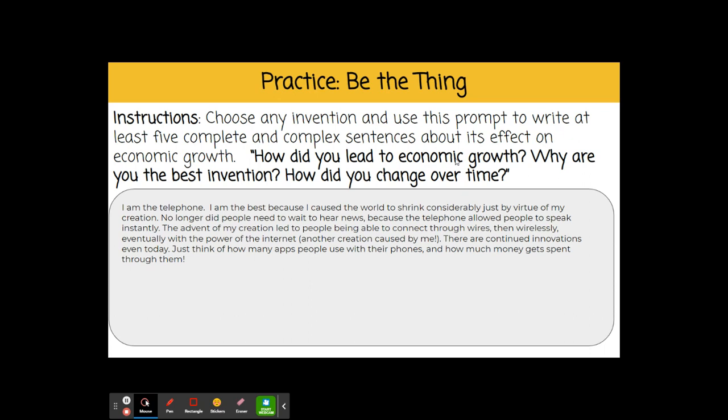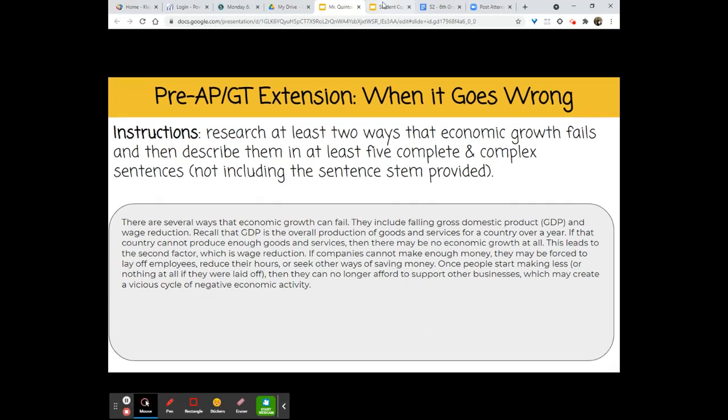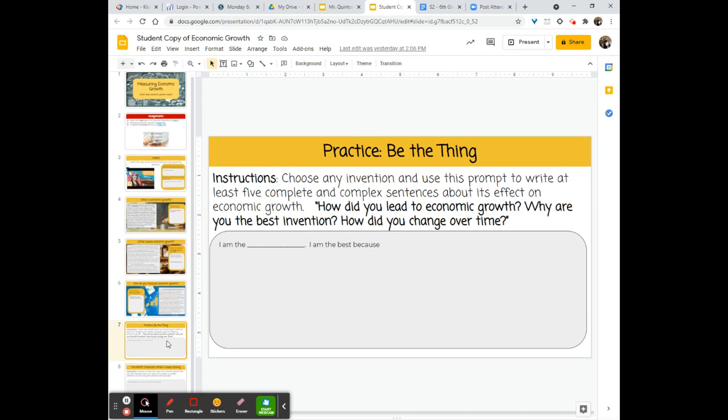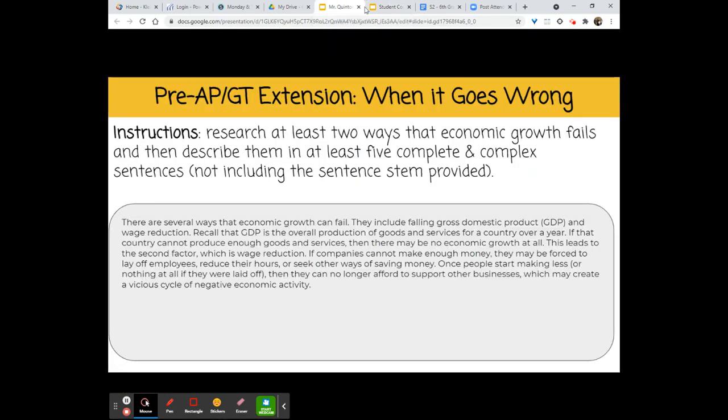My pre-AP and GT classes, you get to do an extension. This is your extension. You're going to research at least 2 ways that economic growth fails and then describe them in at least 5 complete and complex sentences, not including the sentence stem provided. Folks, your sentence stem is this very first sentence: there are several ways that economic growth can fail. You'll also notice that the sentence stem says "they include." You can use the "they include" sentence as one of your 5 sentences, okay? You get that knocked out and you are good to go.